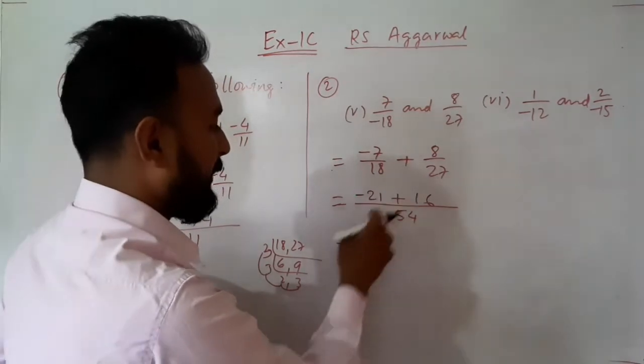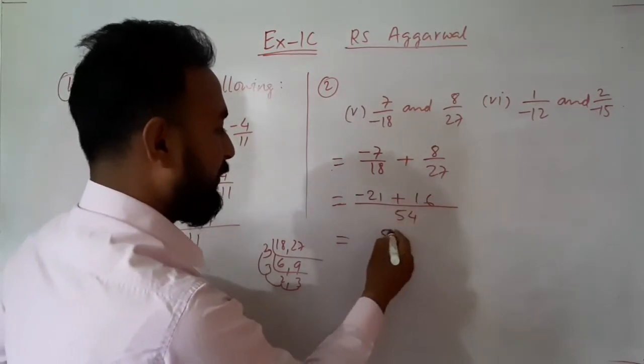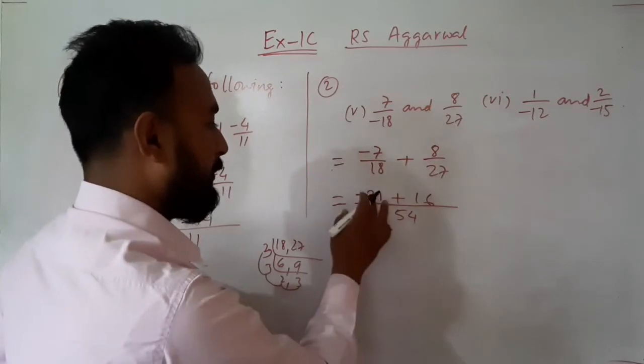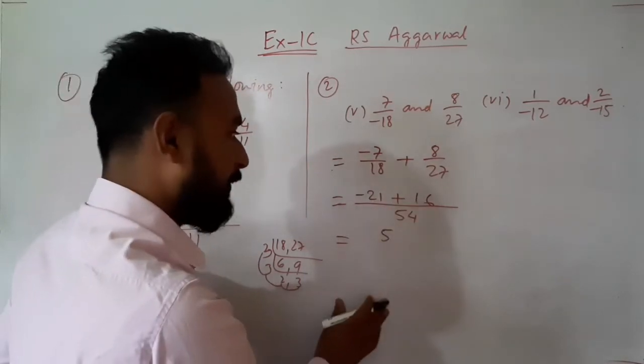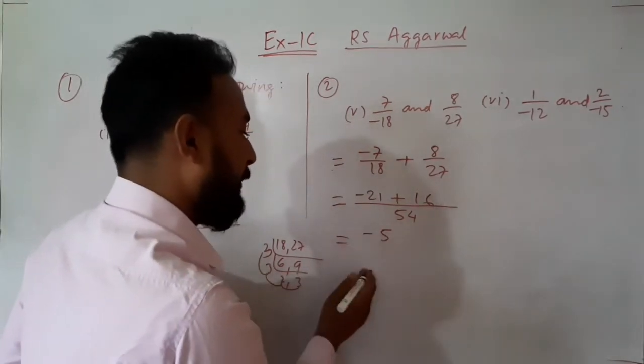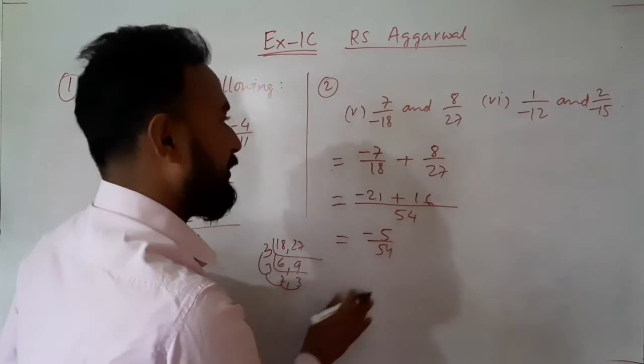So let's subtract it. 11 out of 6, what? 5. Here 1 out of 1, 0. And which is greater, minus 21 or 16? Obviously minus 21. So what is the sign of minus 21 here? Minus. So you have to put here minus 5 by 54 as your required answer.